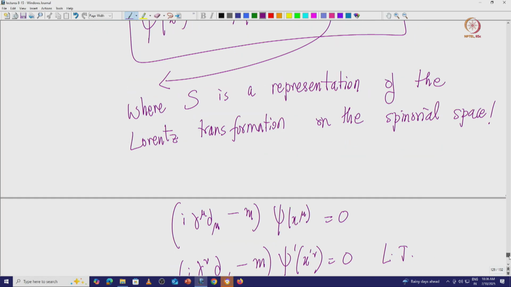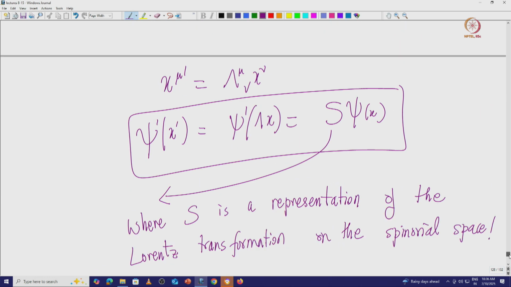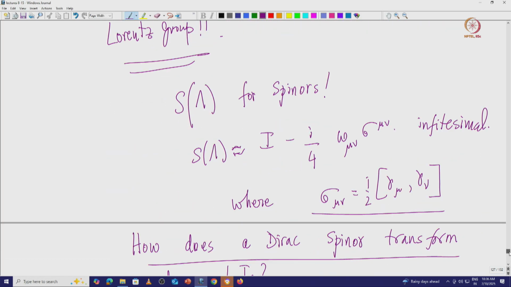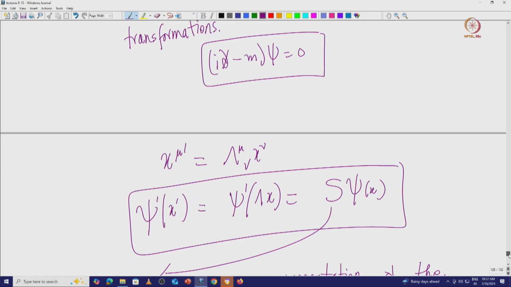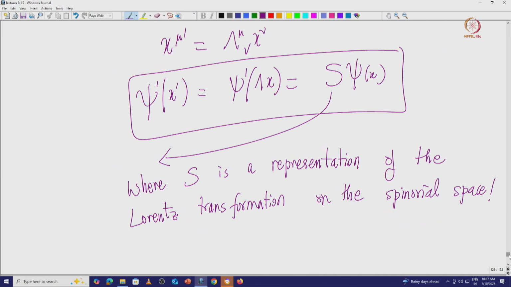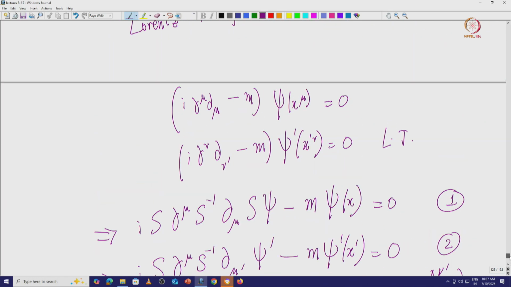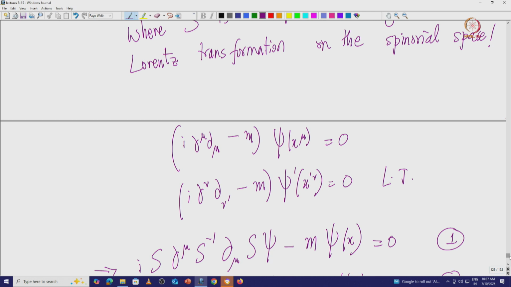On the other hand, if we start with the Dirac equation directly and ask the question, how does a Dirac spinor transform under Lorentz transformations, let's not say what it is, just let's say that it is some S, some representation of the Lorentz group in spinorial space. The only condition we insisted on is that the Dirac equation should not change its form. The Dirac equation should remain the same form under Lorentz transformations. That condition is called the covariance condition of the Dirac equation.